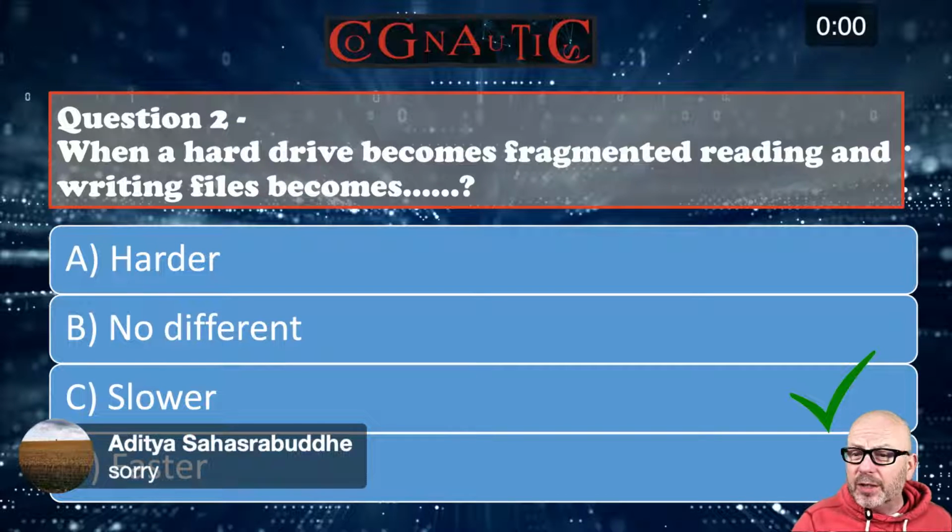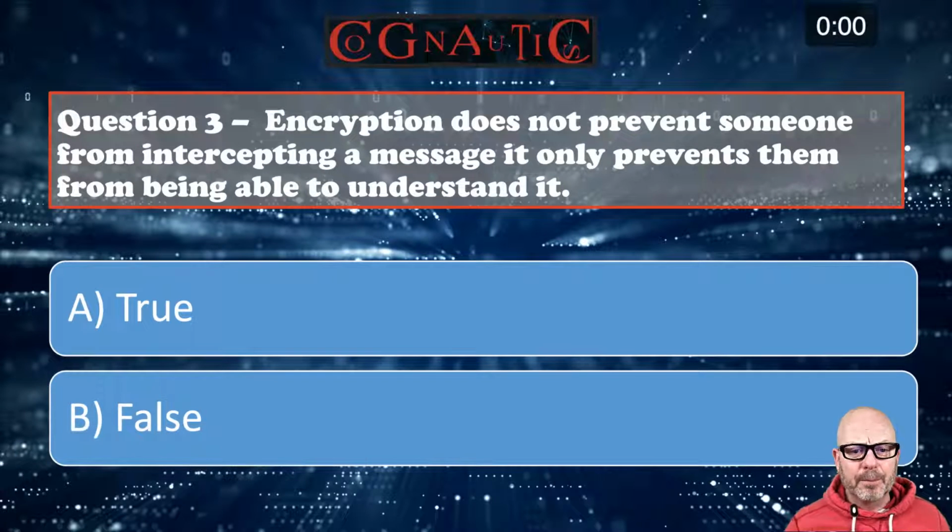Okay, good. Where are we? 58, 2 minutes. Let's get through one or two more of these, if I can find the right place. Here we are. Okay, what about this one? Encryption does not prevent someone from intercepting a message. It only prevents them from being able to understand it.